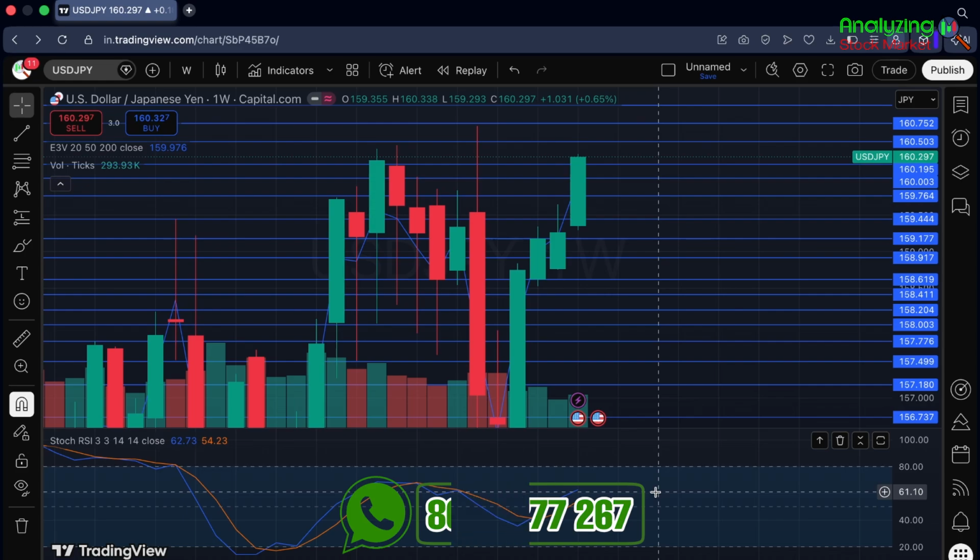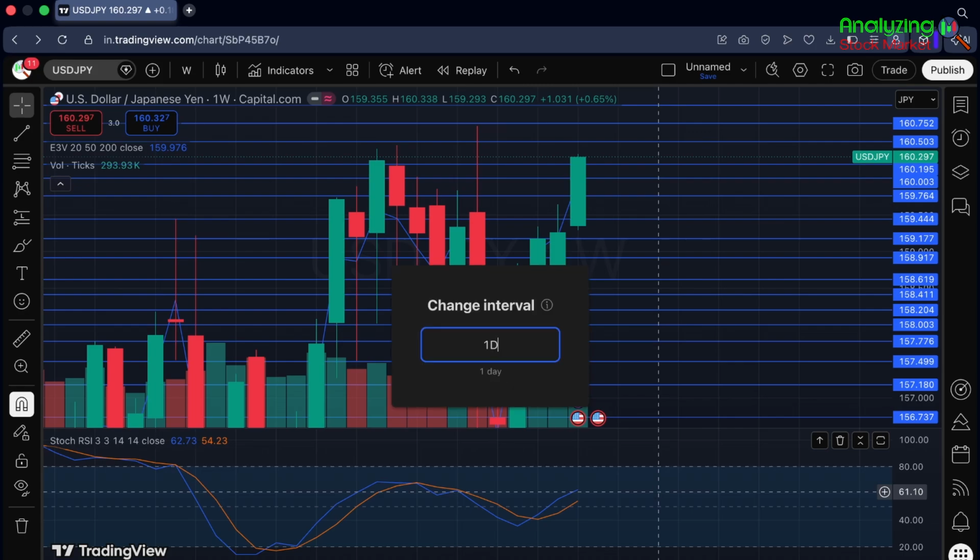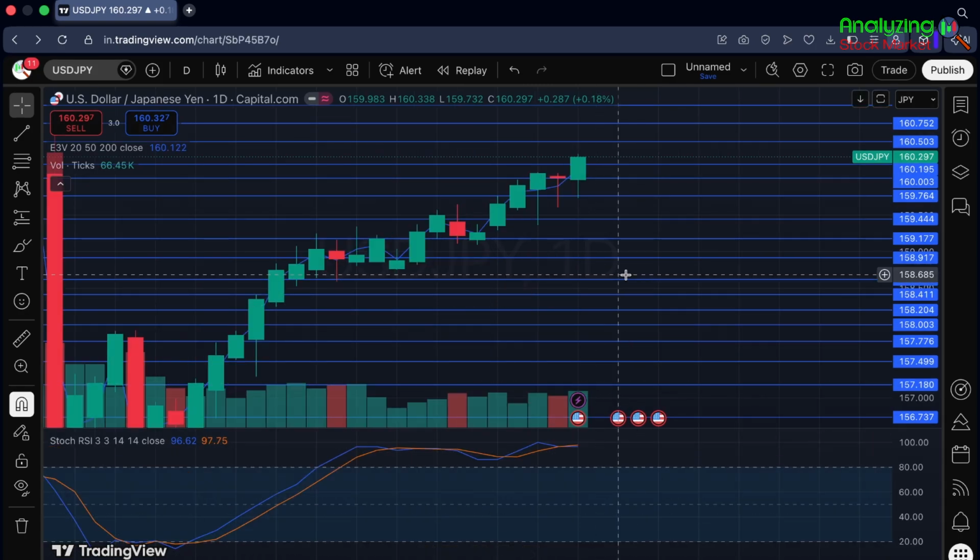Now let's mark some important support and resistance zones on a one-day chart. So here, this is a one-day chart.